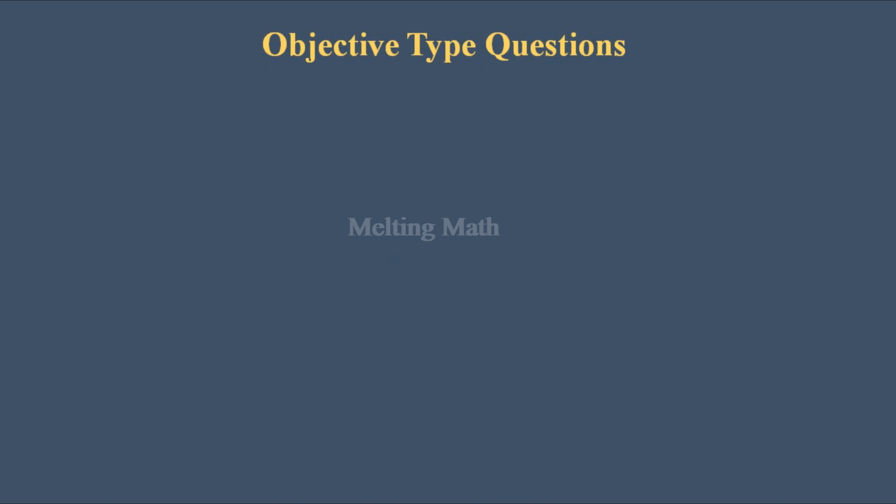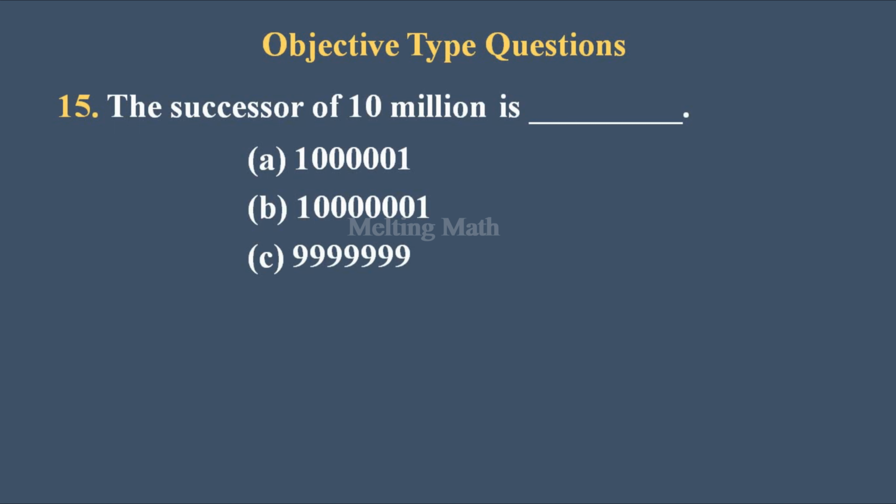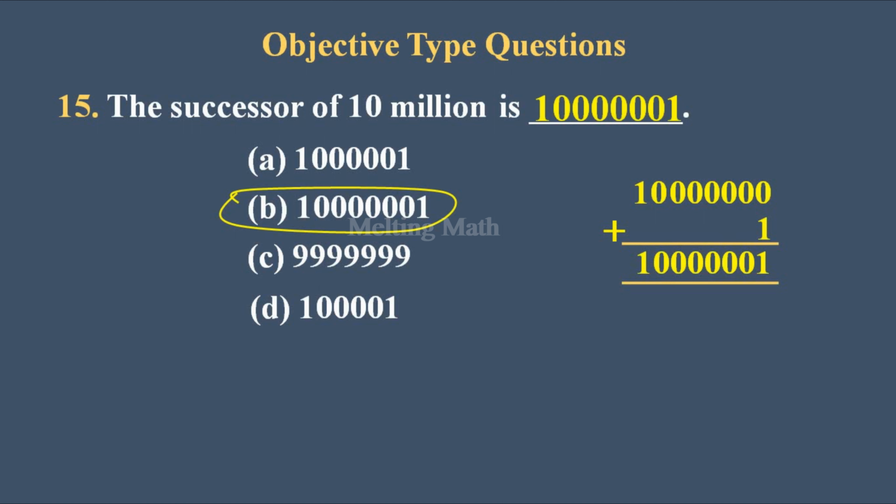Next, the successor of 10 million is dash. So write 10 million. How can you write 10 million? First write 10, then million means there should be 6 digits of 0, so write 6 digits of 0 with it. So this is 10 million. Here they want the successor of 10 million, so just add 1 to it. So which option has this number? Option B is the correct answer.